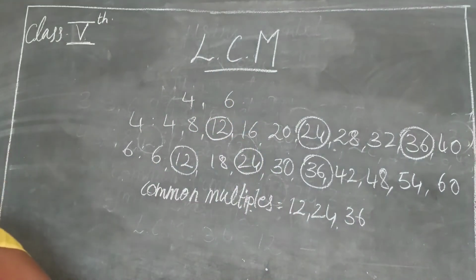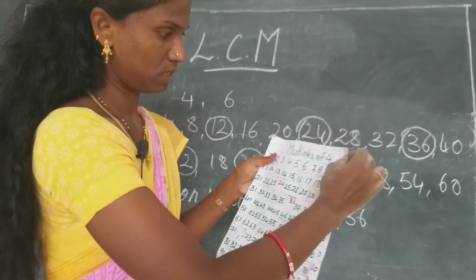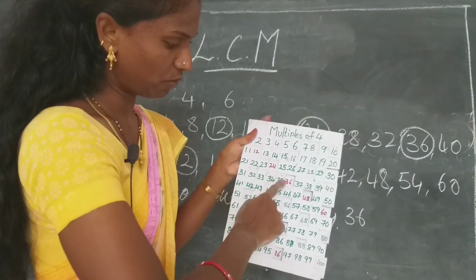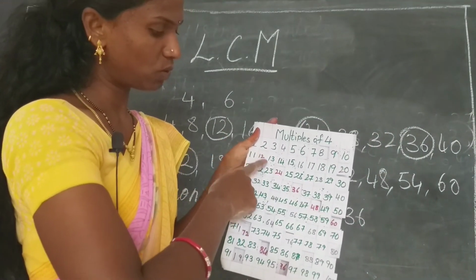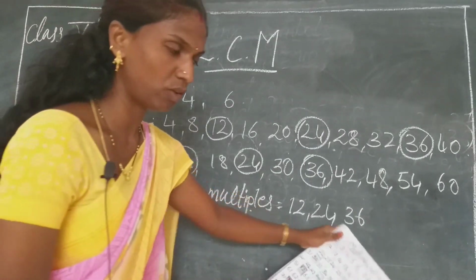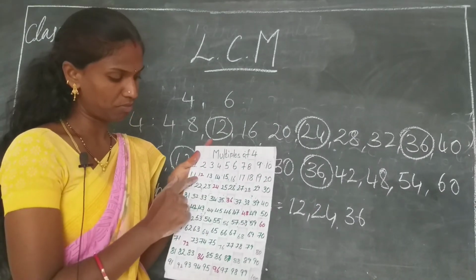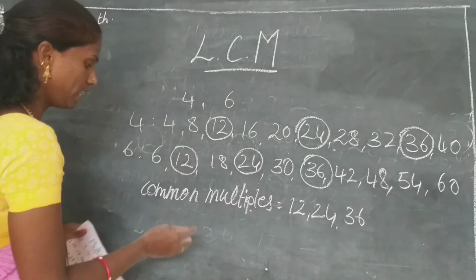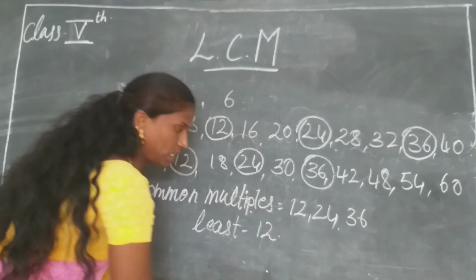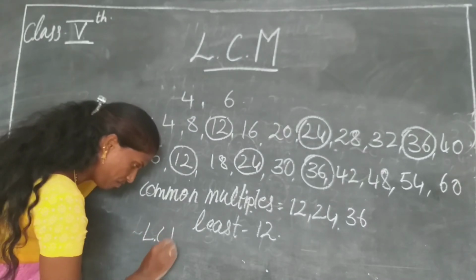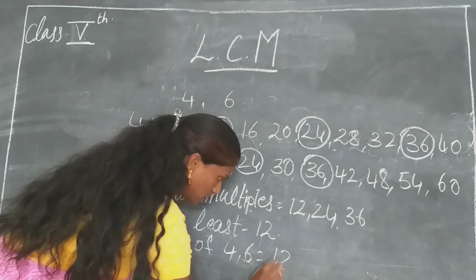Here also in the number chart we can see the common multiples. 12, 24, 36. If we take more, we can get more numbers. Here also we can see 12, 24. Which is the least among these two? Which one can you see first in brown color? So 12. So which is the least? Least is 12. So the LCM of 4 and 6 is 12.